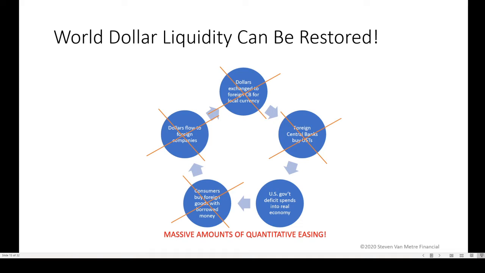So what the Fed does is comes in and says, we'll save the day. We're going to come in and do massive amounts of quantitative easing because we were not smart enough to realize that we should never tighten monetary policy, especially to the extent that we did. But don't worry, we got this.